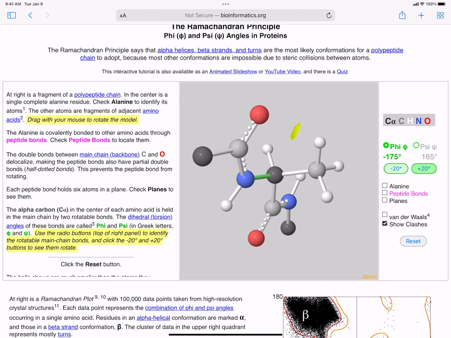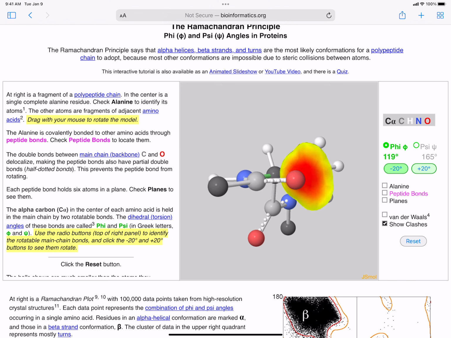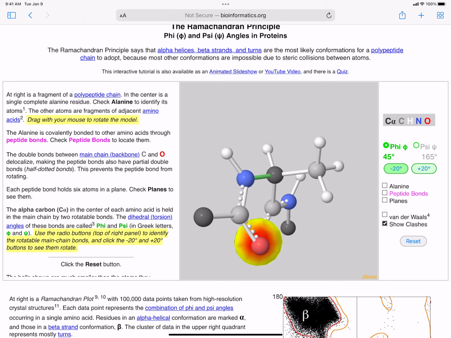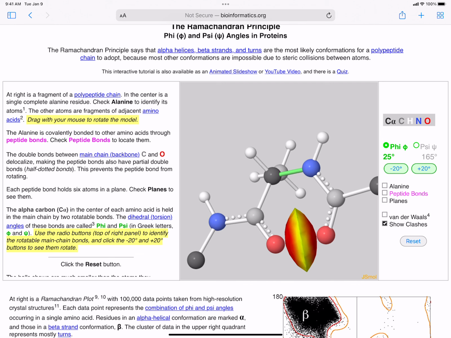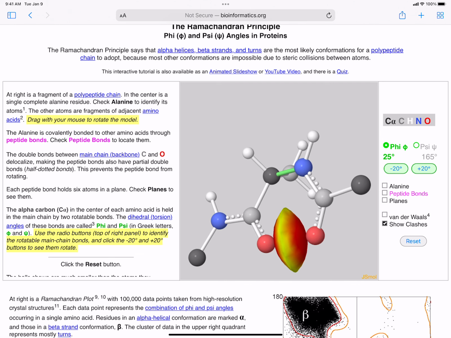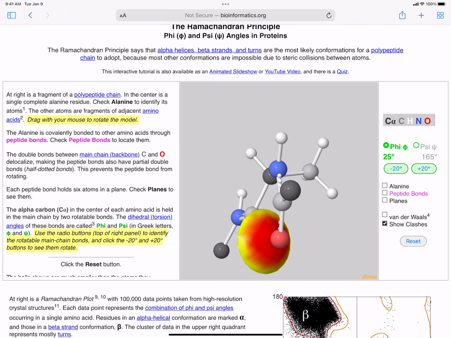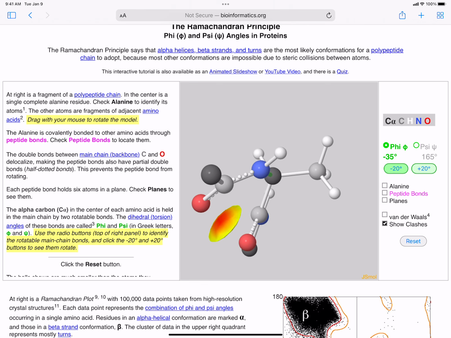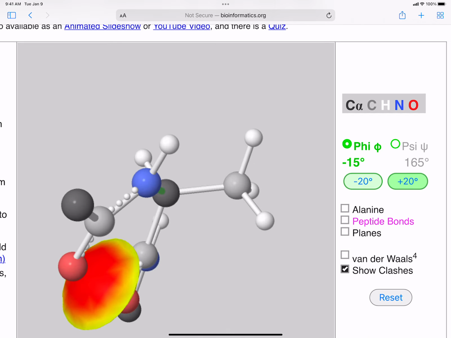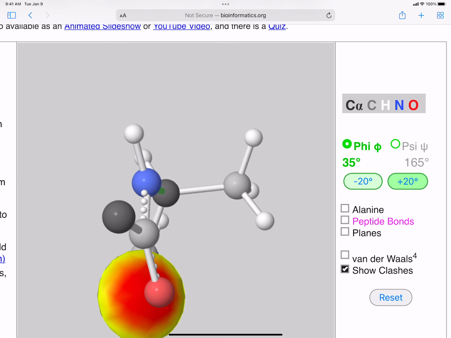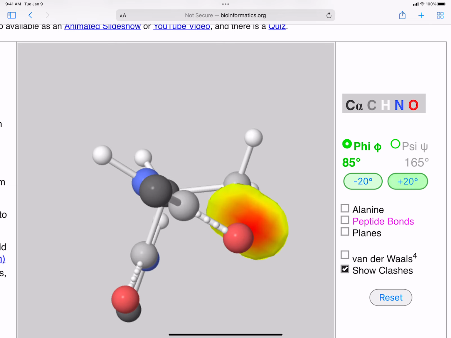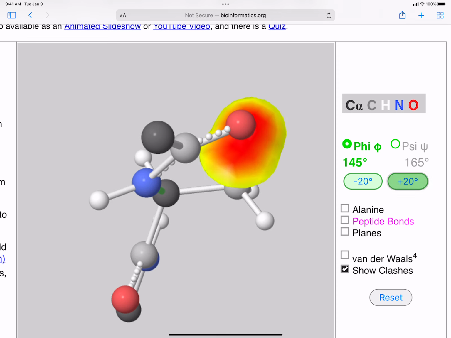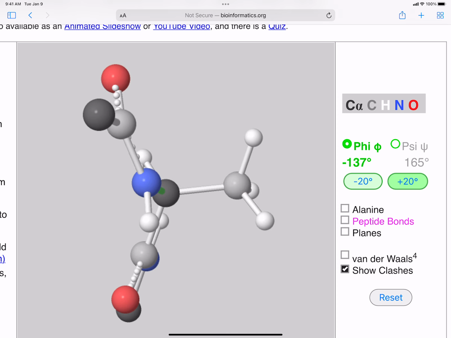If I continue to go around, you can see if I'm not careful, as phi starts to get close to 0, I've got a conformation where the two carbonyl oxygens are now bumping into each other. So there are various angles, oh, zoom in, that's nice. There are various combinations of phi that generate steric clashes.